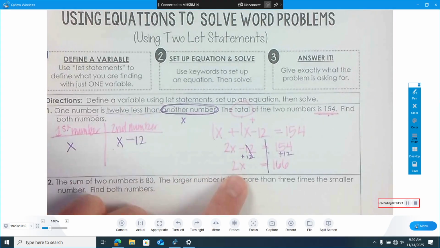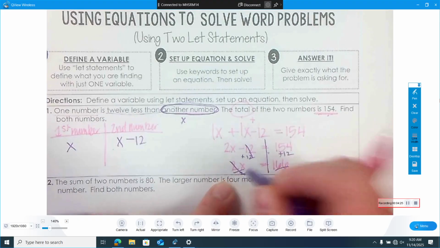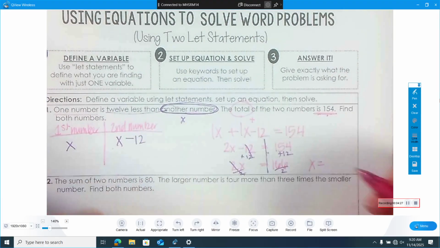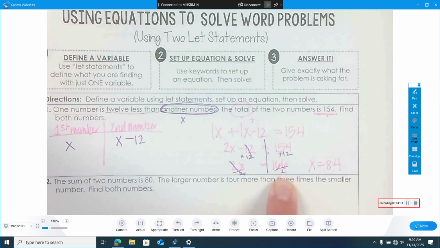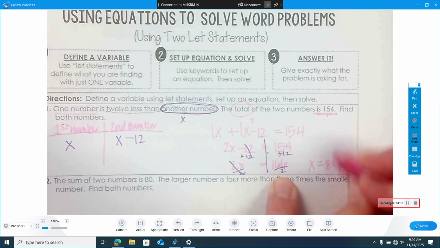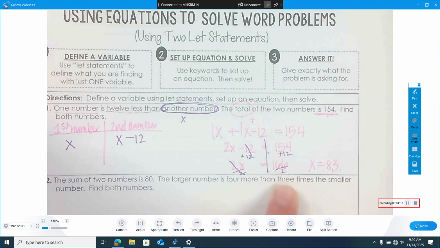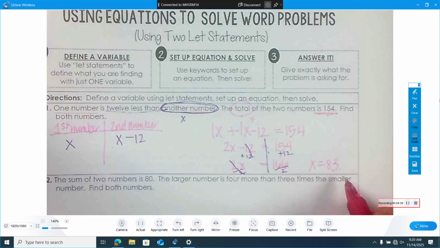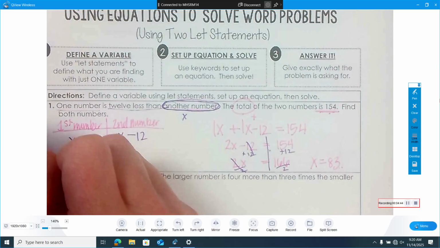And then how do I get x by itself? Divide by 2, divide by 2. And so I get x equals 84? 83, thank you. Yeah, 83, very good. Because 166 divided by 2 gives me 83. Perfect. All right, so x is 83. So what's x here? Yeah, it's 83.